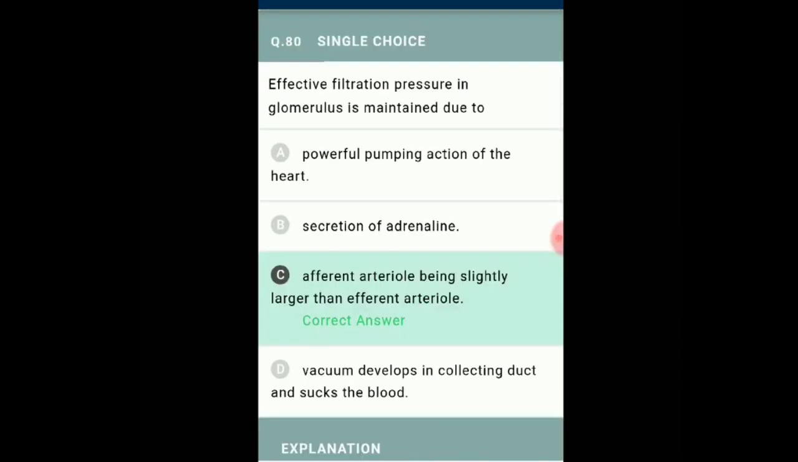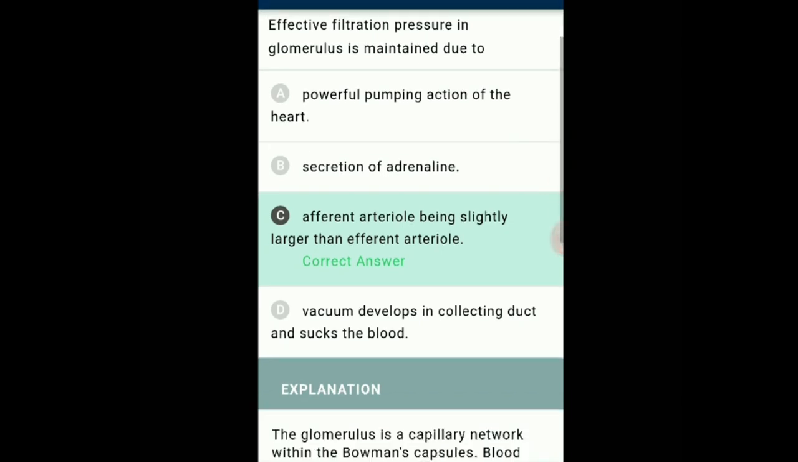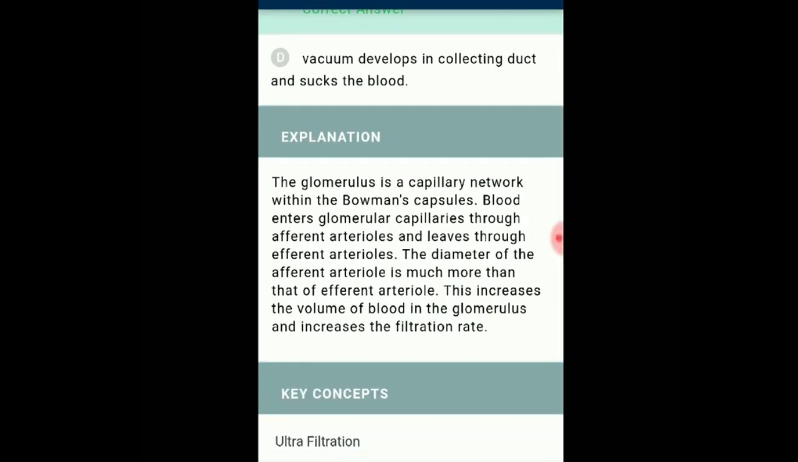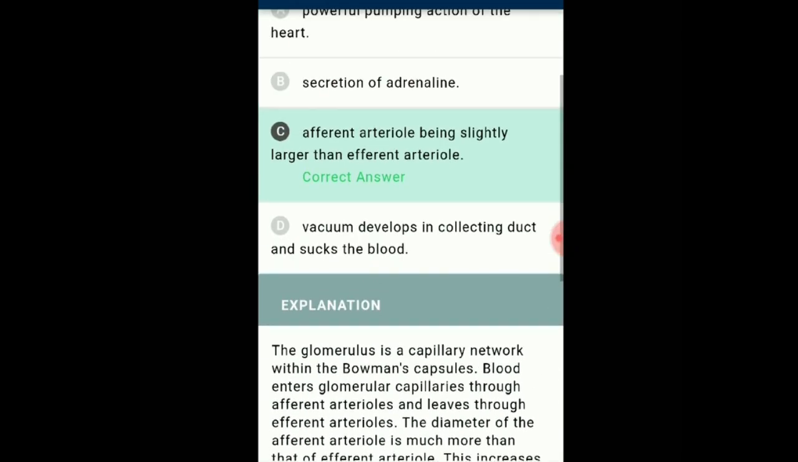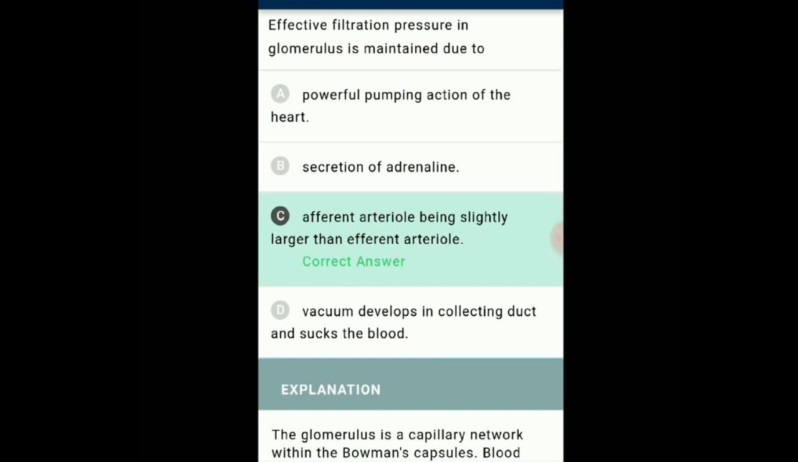Question number 80. The effective filtration pressure in the glomerulus is maintained due to. The glomerulus is a capillary network within the Bowman's capsule. Blood enters glomerular capillaries through the afferent arterioles and leaves through the efferent arterioles. The diameter of the afferent arteriole is much more than that of the efferent arteriole. This increases the volume of blood in the glomerulus and increases the filtration rate. So the answer is option C. Afferent arteriole being slightly larger than efferent arteriole.